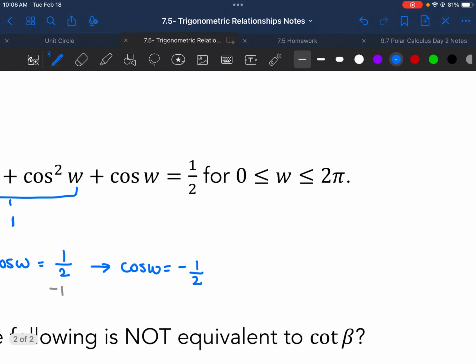And now we're trying to find out for what angles w the cosine is equal to -1/2. So that's just going to be our unit circle knowledge, right? Cosine is equal to -1/2 at 2 pi over 3 and 4 pi over 3. So angle w is 2 pi over 3 and 4 pi over 3.